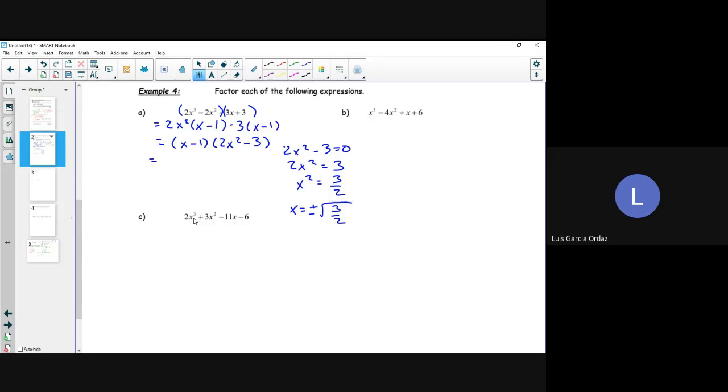So here we have x is equal to the square root of 3 over 2, or x is equal to negative square root 3 over 2. So are we fully done now? Yeah.